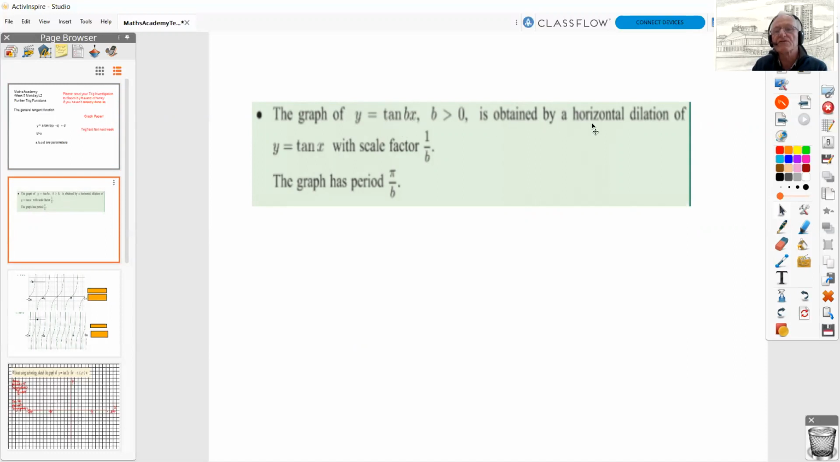Well, it's just like it is in a sine and a cosine. This is a horizontal dilation with a scale factor of 1 on B. So it's all compressed by a factor of B. And just like in the sine function, where the new period was 2 pi over B, because the period of tangent is pi, now the period just becomes pi divided by B.